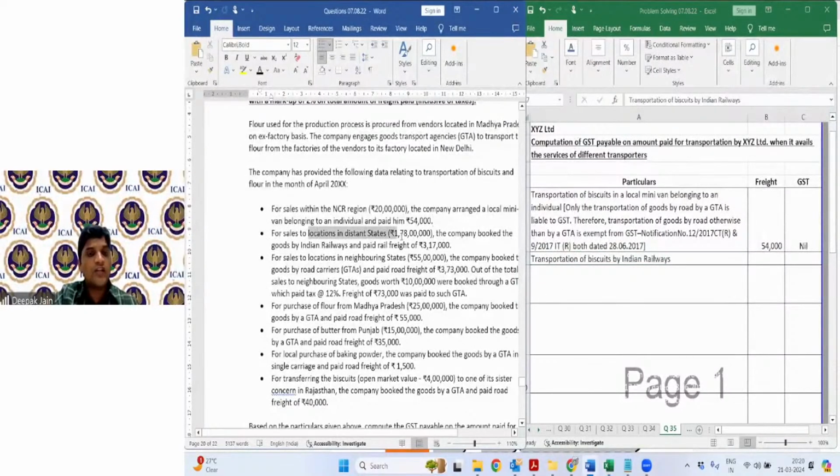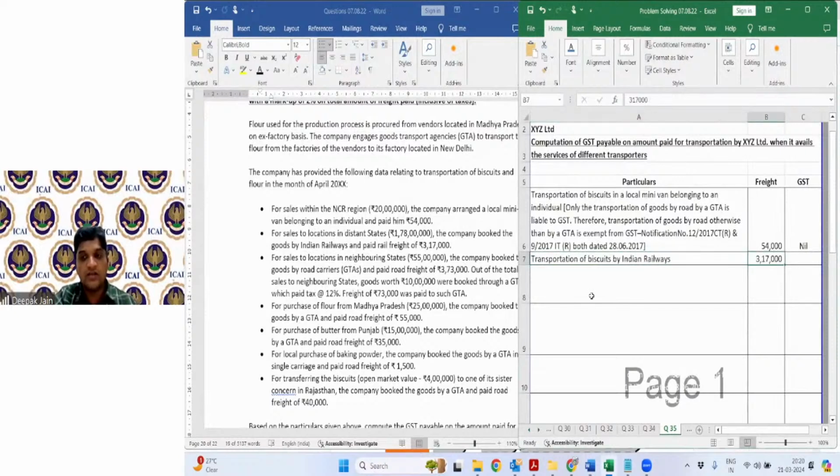For sales to locations in distant states, the company booked the goods by Indian Railways and paid rail freight of 3,17,000 rupees. Transportation of biscuits by Indian Railways, freight कितना है? 3,17,000. GST लगेगा? हाँ. GST reverse charge पे 5% पे लगेगा.